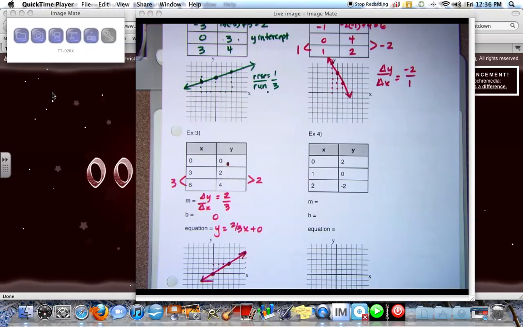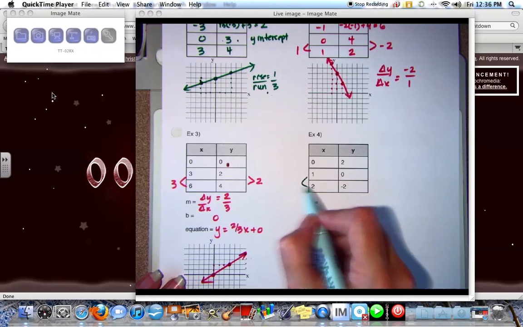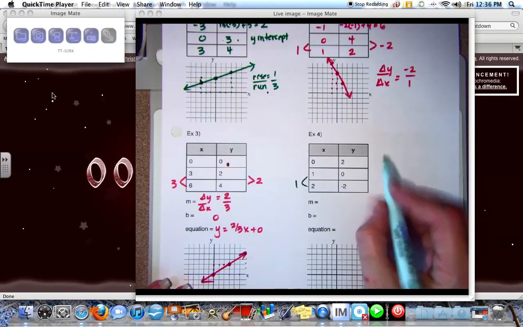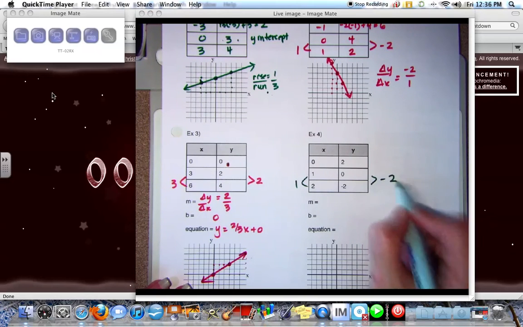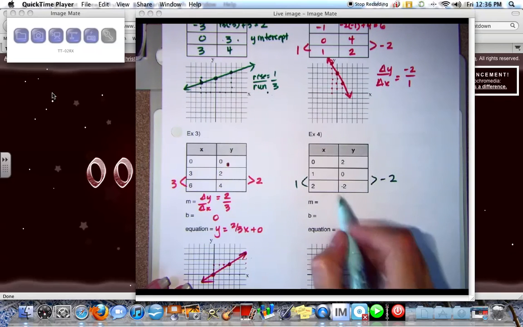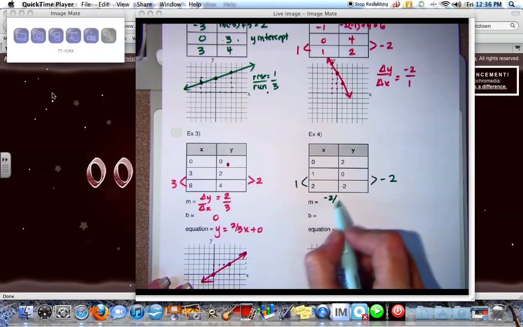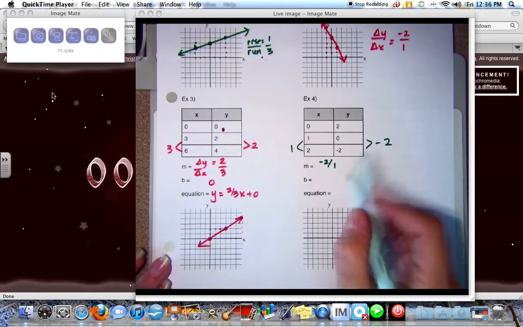Okay. Example 4. Look at your x column. Increase by 1. Okay, it's increasing by 1. And the y? Decreasing by 2. Decreasing by 2. So my slope should be what? -2 over 1. What's my y-intercept?